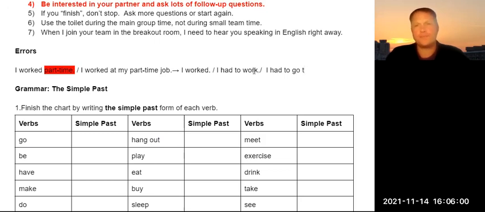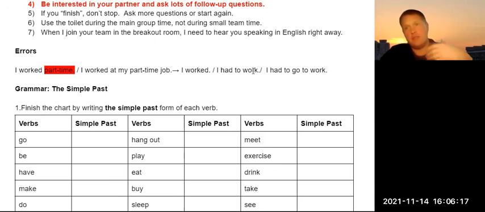Had to go, or I had to work. I had to go to work. Koreans often say, I worked at my part-time job. I worked part-time, and that's a translation of a Korean idea. That's how you talk in Korean. That's not how we normally talk in English. It's just, I worked at a cafe. I had to go to work. Normally, you don't need to specify as to whether it's part-time or full-time work.